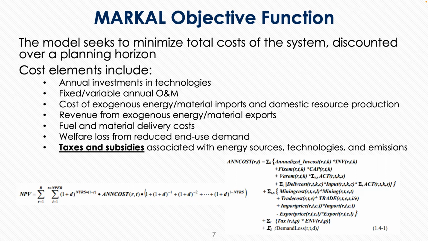So annual investments, fixed O&M, it has costs associated with imports and domestic resource production, and then revenue from exogenous energy and material exports, fuel and material delivery costs. You can also even do welfare losses if you change your demand a little bit. And so this ties a little bit into the earlier question of if demand is entirely exogenous, right? This actually allows you to play around with that, yeah.